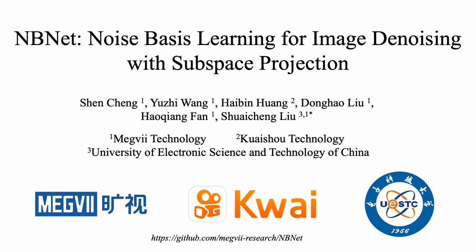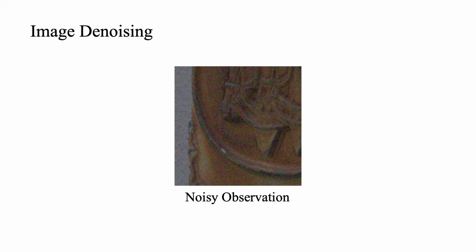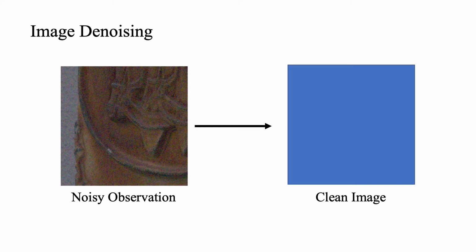We propose NBNet, noise basis learning for image denoising with subspace projection. Image denoising is a fundamental and long-lasting task in image processing and computer vision. The main challenge is to recover a clean signal from the noisy observation. This problem is ill-posed as the clean image and noise are unknown.